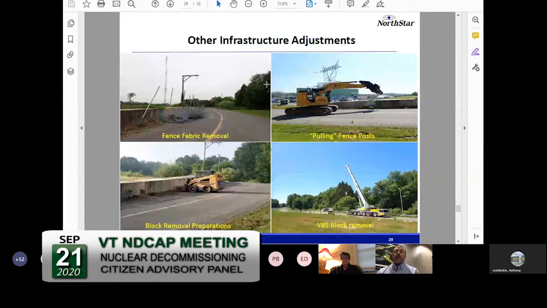If you have been to the site recently, you would see a number of changes, including the fences being removed from parts of the owner-controlled area, and the large vehicle barrier system, 20 to 50 ton concrete blocks, being removed and relocated.